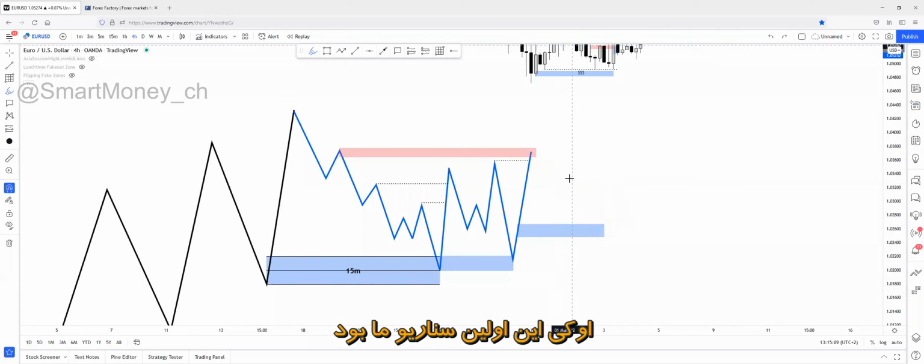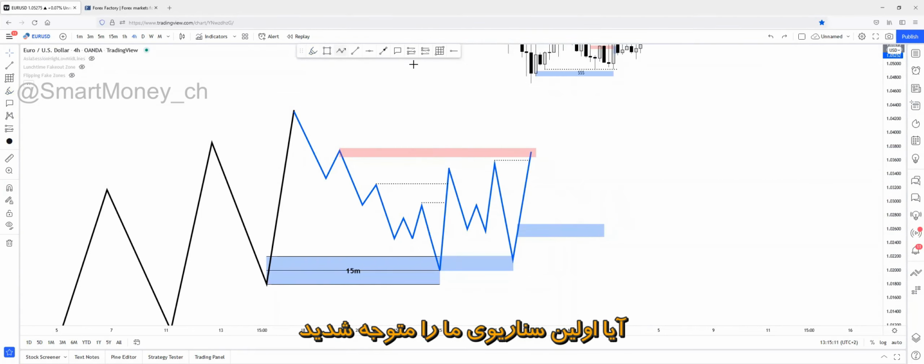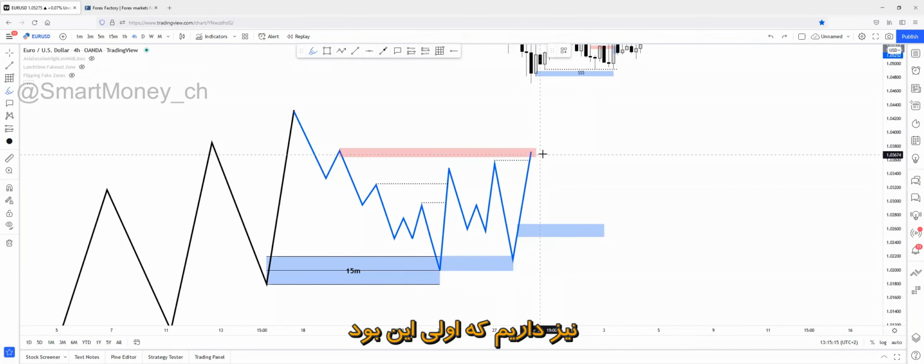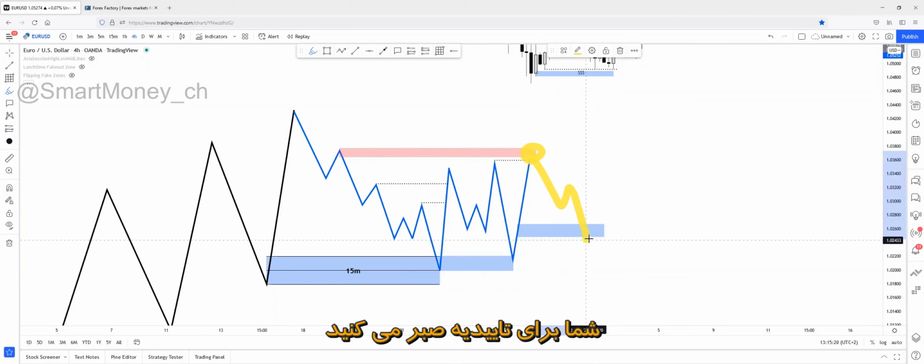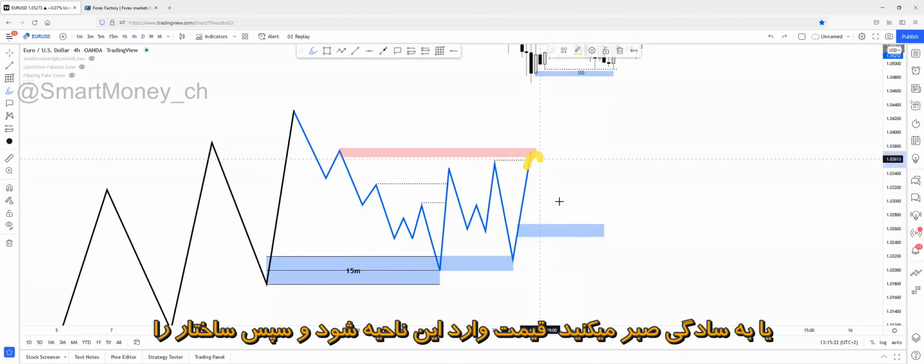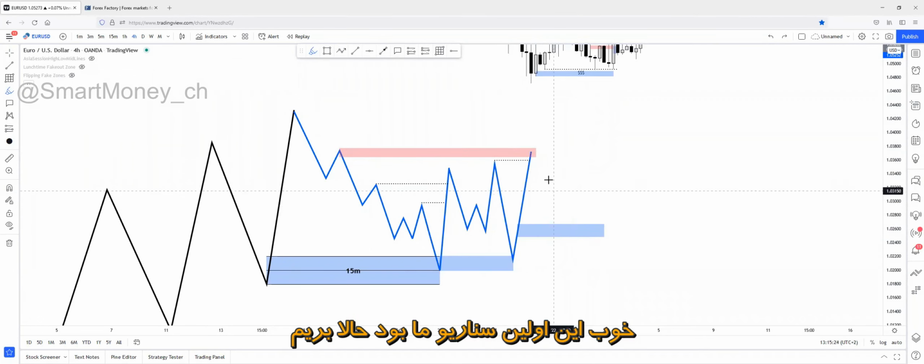Okay, so this is the first scenario. Did you understand the first scenario? Inside of the first scenario, we have two other scenarios. The first one: if price taps this zone, you wait for a confirmation, or you simply wait for a tap of this zone and a break of structure to the upside. So this is the first scenario.